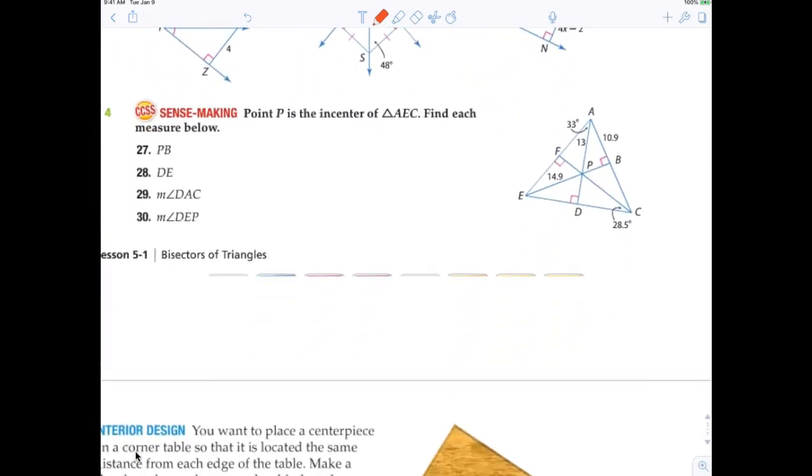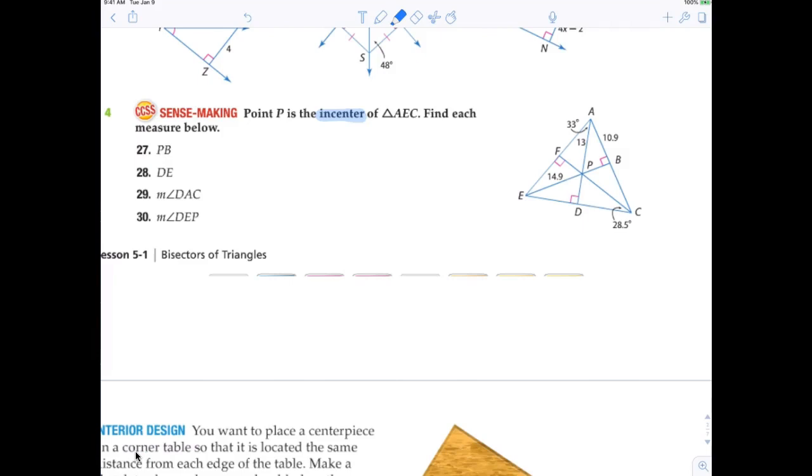All right. So again, let's highlight what it says here. P is the incenter. So what is the incenter? The incenter is the inscribed circle, which means it is the angle bisectors. Make sure you're listening to what I'm saying, because there's going to be 4 of them on the next test. You're going to have to be able to tell me the difference.